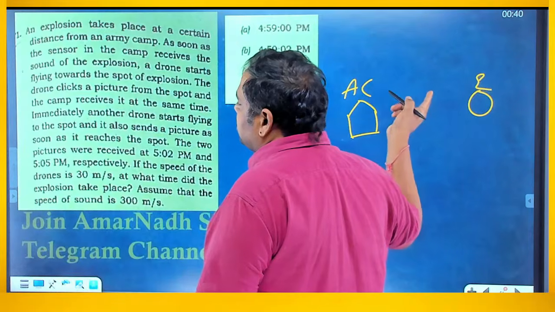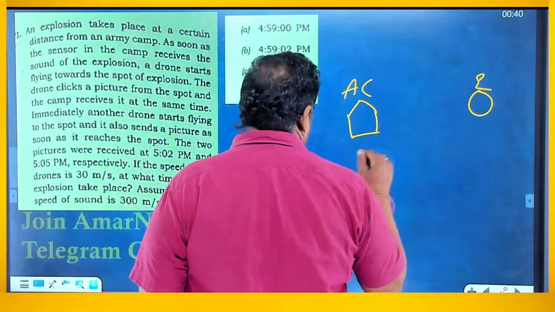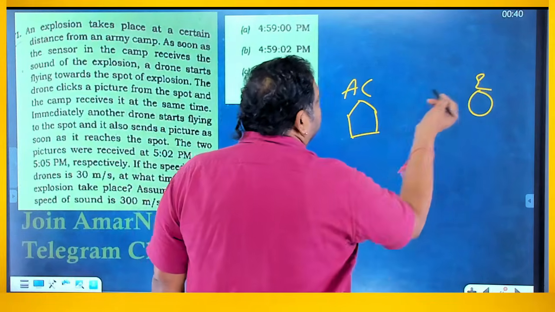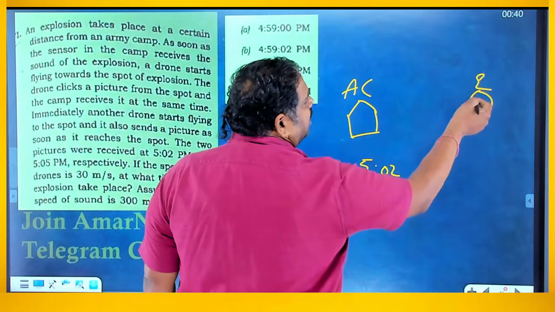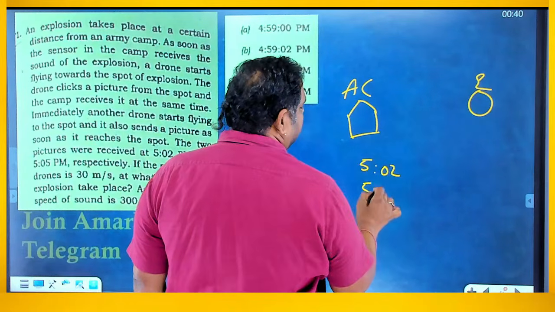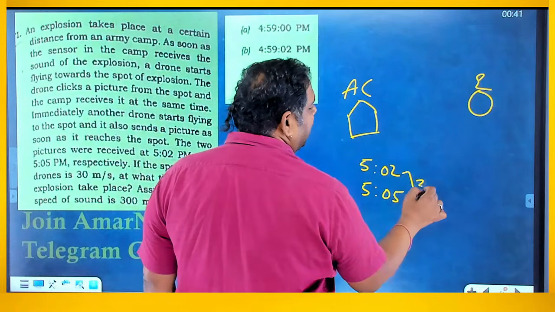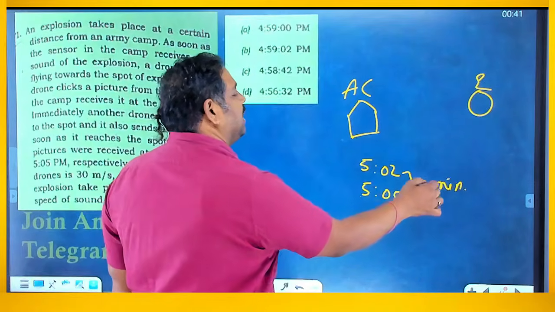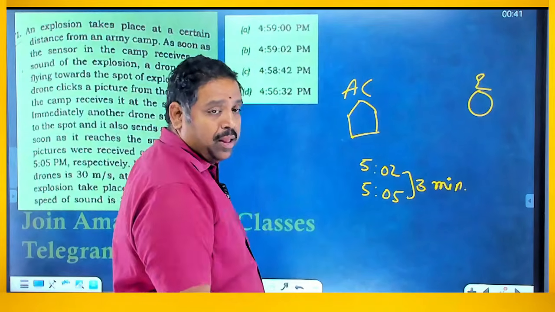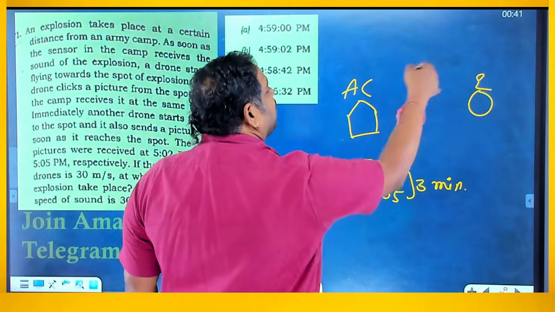The two pictures were received at 5:02 p.m. and 5:05 p.m. Observe. At 5:02 p.m. I got a picture. Immediately the drone went there and took a picture. That was received instantly at 5:05. That means the drone has traveled for 3 minutes. How many minutes has it traveled? 3 minutes, right? For the second drone it took 3 minutes, means for the first drone also it took 3 minutes, right?